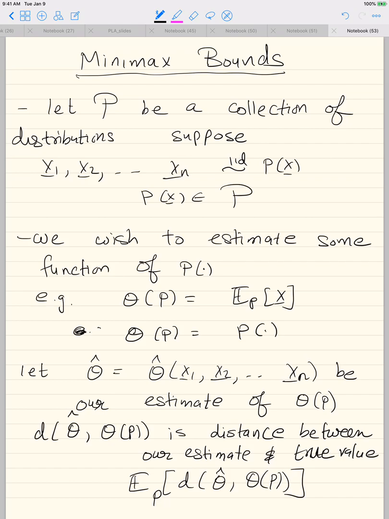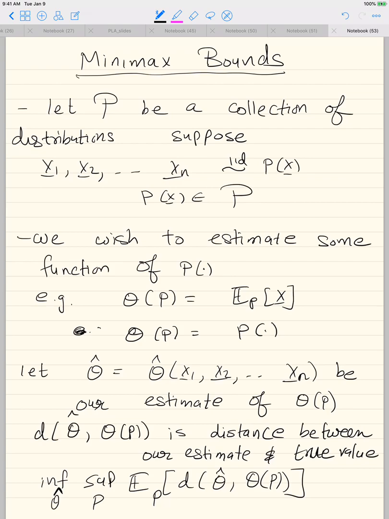And then what we do in minimax is we take the supremum over all P, over all distributions, and we take the infimum over all estimators theta hat.